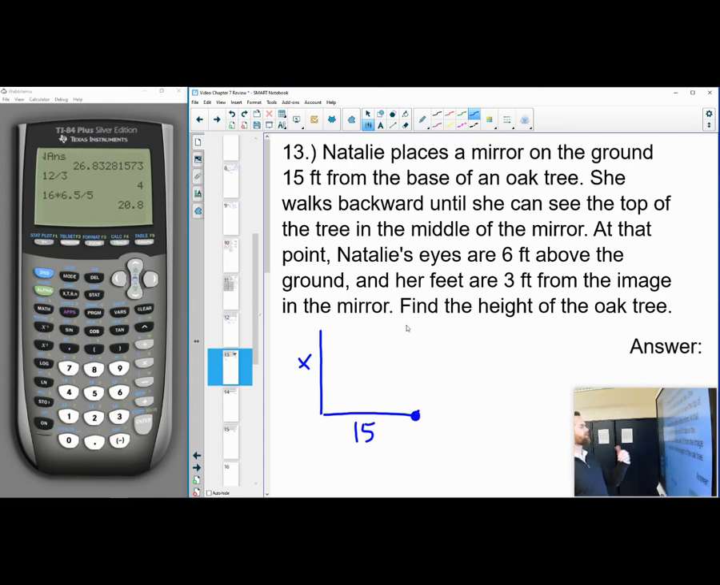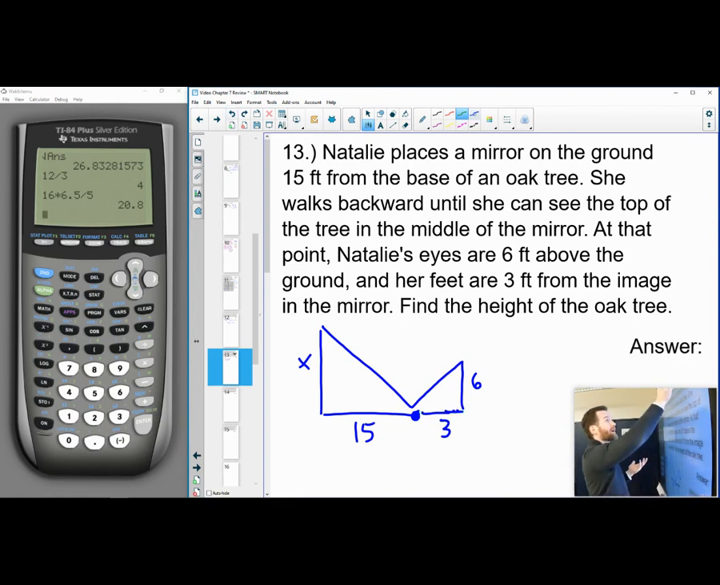Where was I? She walks backward until she can see the top of the tree in the middle of the mirror. So she's essentially walking back this way. That way she can look down and the line of sight will bounce the vision. Essentially what's happening is this. We've got a line of sight problem going from her vision to the mirror, then back up to the top of the tree. So at that point, Natalie's eyes are 6 feet above the ground. So there's our 6. And her feet are 3 feet from the image in the mirror. So her feet are at the bottom. So we can put 3 is right there. So 3 is the distance from there to there, if that wasn't clear.